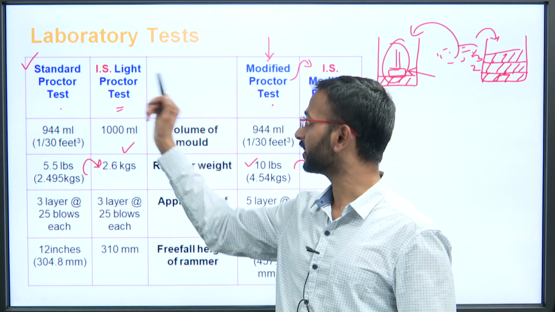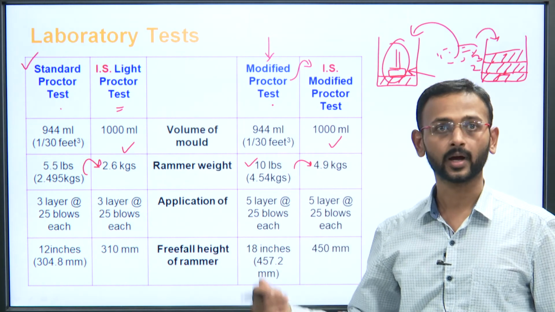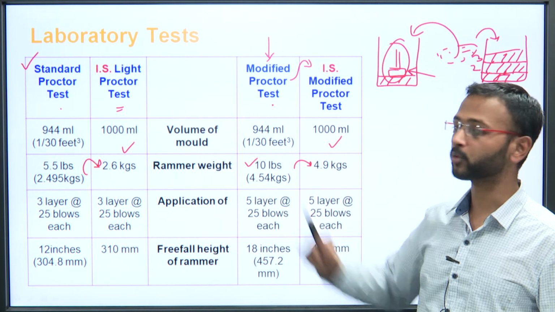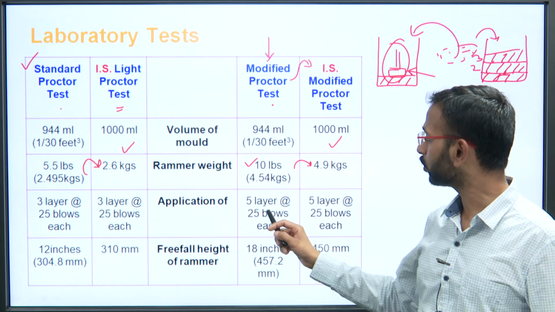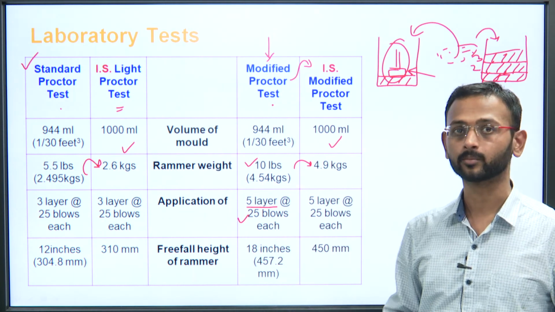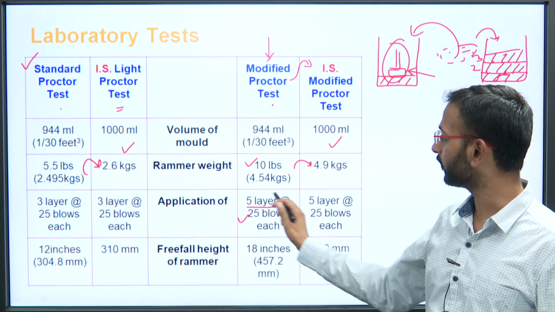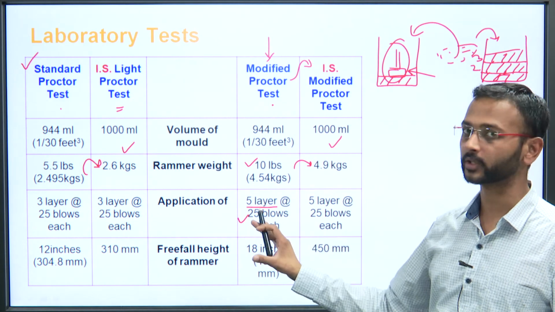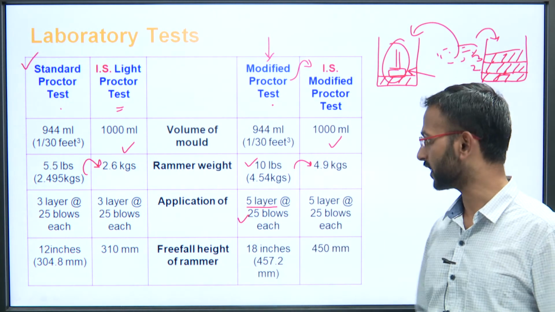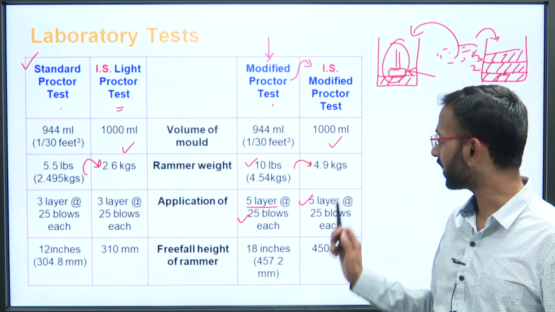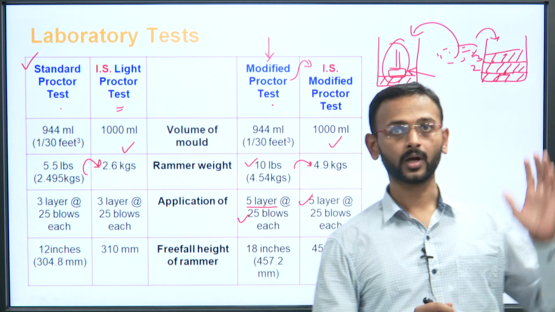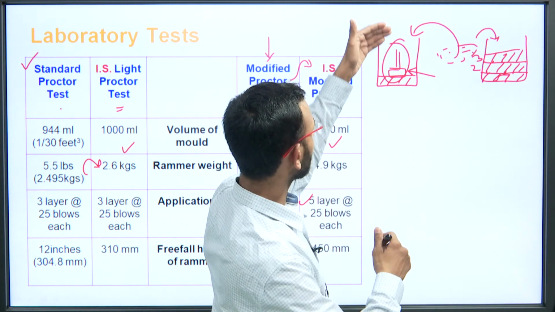In the Indian standard light Proctor test also, 3 layers at 25 blows each. When we talk about the heavy test, the modified Proctor test, here 5 layers are there and at the rate of 25 blows each layer. So you are giving 125 blows in the modified Proctor test. For the Indian standard it is almost the same, 5 layers at 25 blows each. Now this rammer has to be imparted from a height.